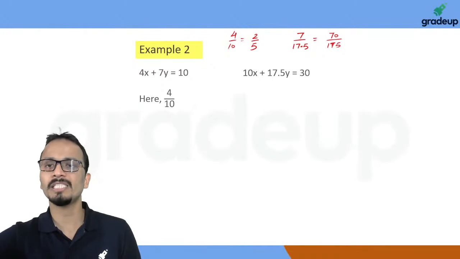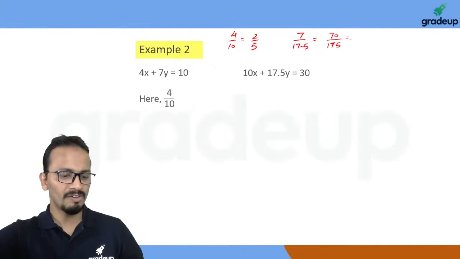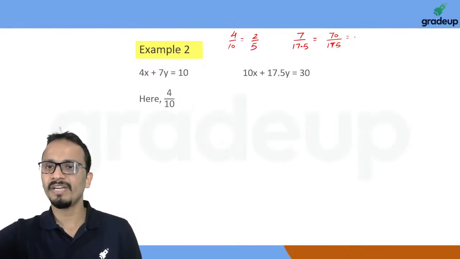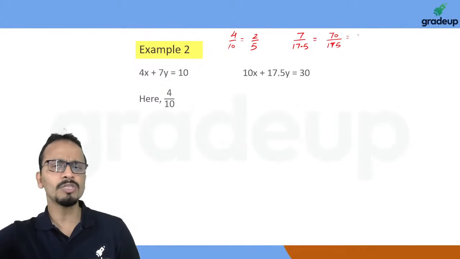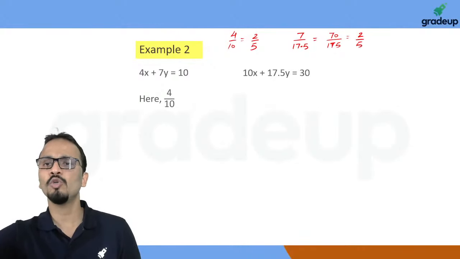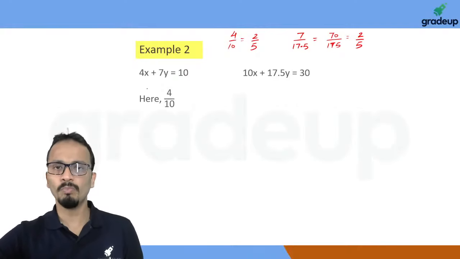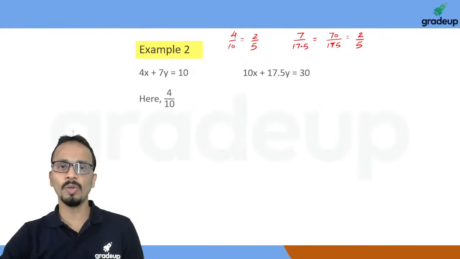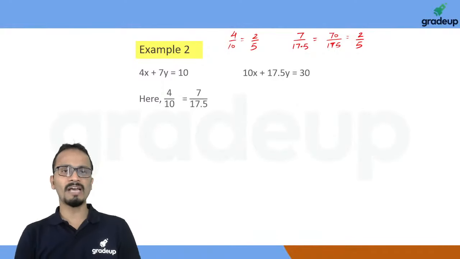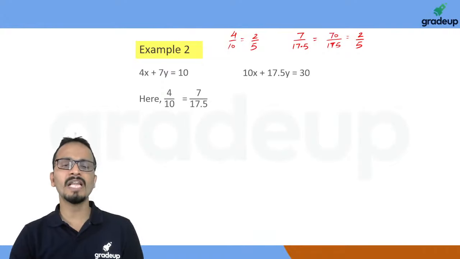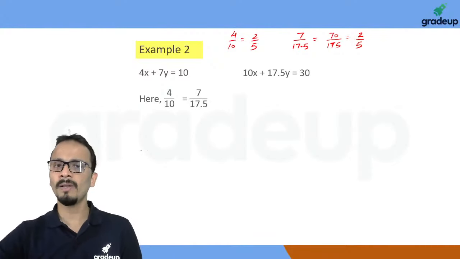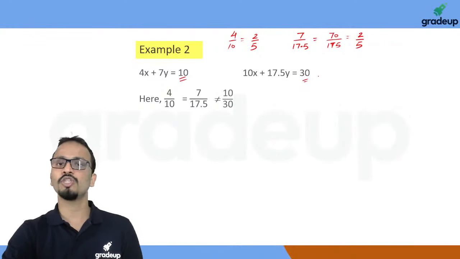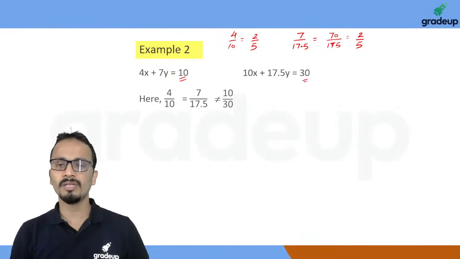Okay, I'm elaborating each and everything so that none of you will have any kind of problem. So 70 upon 175, and after you take out 35 common, it will again become 2 upon 5. So both the ratios a1 upon a2 and b1 upon b2 are equal. This is what I have written: 4 upon 10 and 7 upon 17.5 are equal, but this is not equal to the third ratio. This is not equal to 10 upon 30.